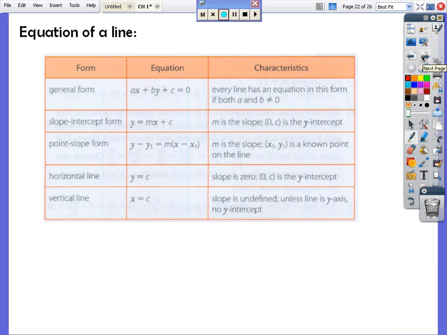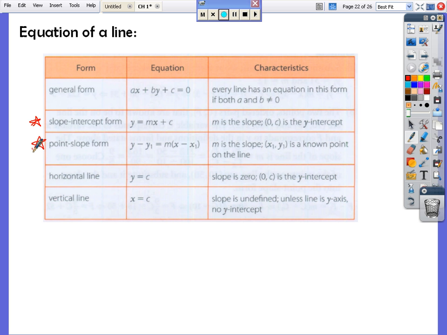All right, equation of a line. You have a total of 5 here for you. General form is a form that you're probably not used to, but you should know how to notice that that's a line. So that's the first one. This is probably the one that you remember from Algebra 1, Algebra 2. Then pre-cal and calculus, you use point slope.